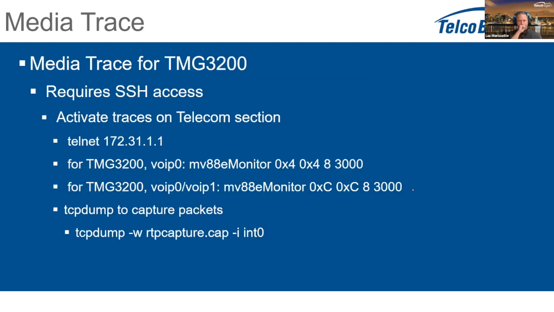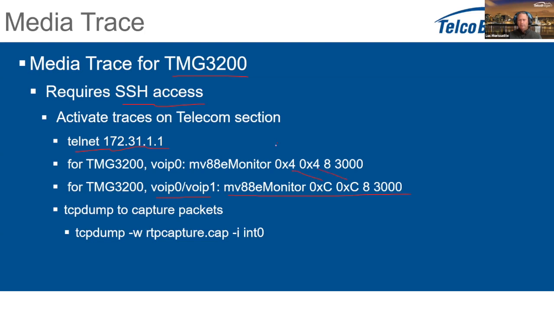So let me show you how to do this for a TMG 3200. Since now we're at the telecom portion, there is a difference between a TMG 3200 and a TSG 800. There are small differences here. First, you need to have your SSH access. Then you need to telnet to the baseboard, the telecom board. Then you need to run this command, and the command will be different depending on what you want to capture. So let's say you want to capture both VoIP 0 and VoIP 1, you will use this command. And you can see the difference here between these elements.